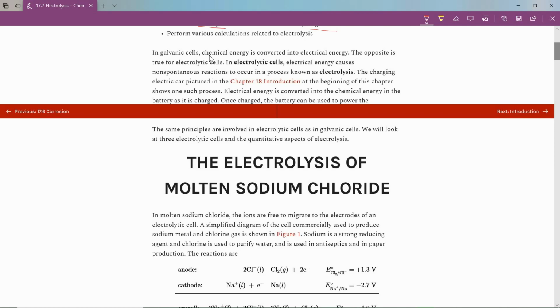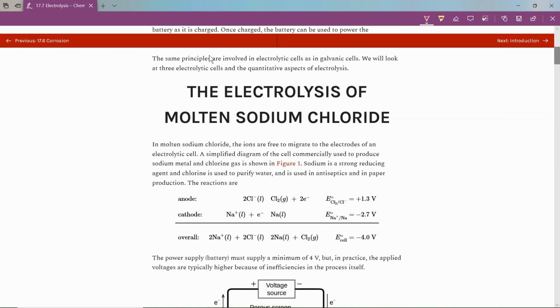If you have an electric car, charging up the battery is an example of an electrolytic cell. Electrical energy is converted to the chemical energy in the battery as it is charged. Once charged, the battery can be used to power the car. Okay, so let's look at some examples.